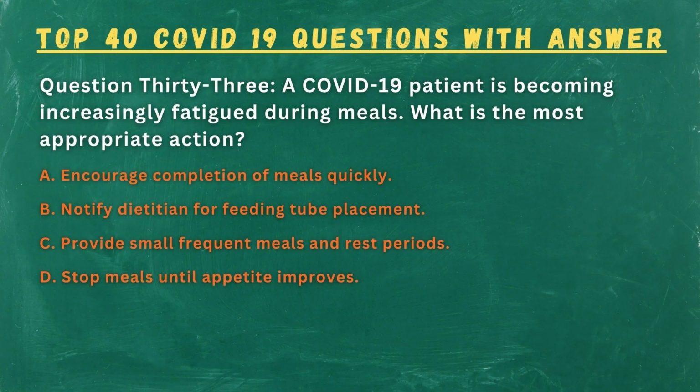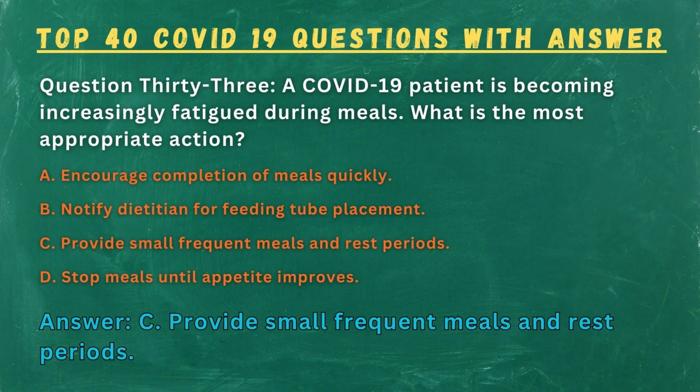Question 33. A COVID-19 patient is becoming increasingly fatigued during meals. What is the most appropriate action? A. Encourage completion of meals quickly. B. Notify dietitian for feeding tube placement. C. Provide small frequent meals and rest periods. D. Stop meals until appetite improves. Answer: C. Provide small frequent meals and rest periods.